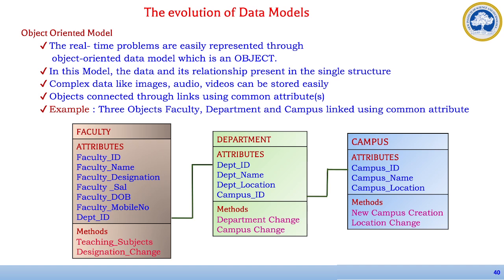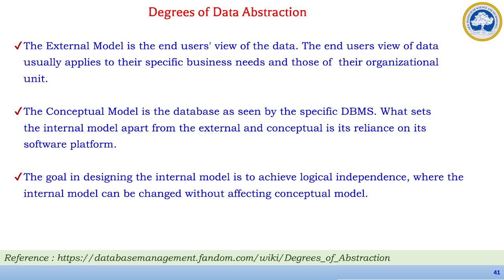And next one is the object-oriented model. Its main example is the class diagram or object diagram. So here three objects like faculty, department, and campus with attributes are there. And the interconnection link is going to be called a relationship link. And each class diagram contains three compartments. The first compartment will be the faculty, that is the object name, then the attributes and the methods. So this is how we have to draw the class diagram.